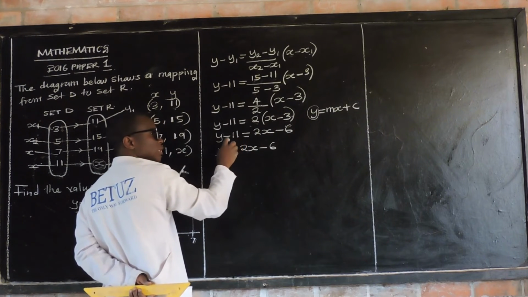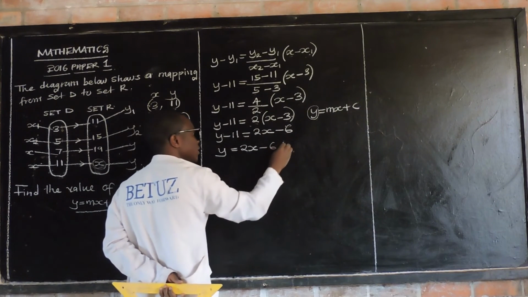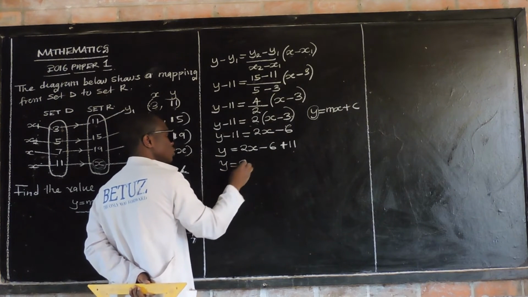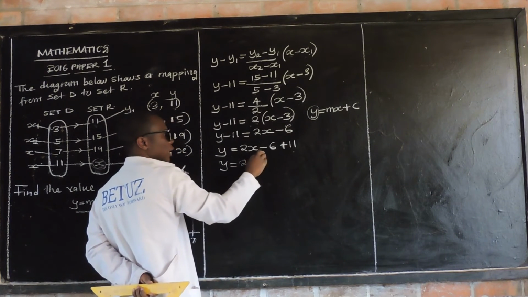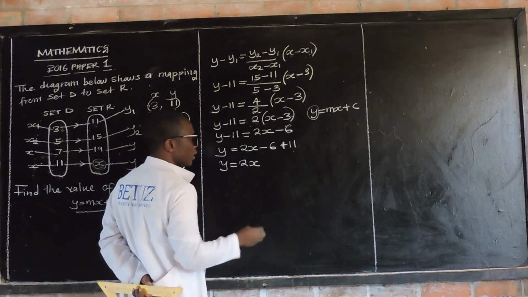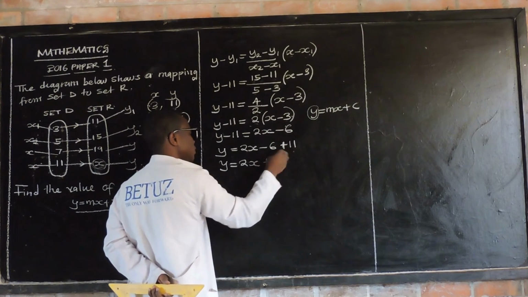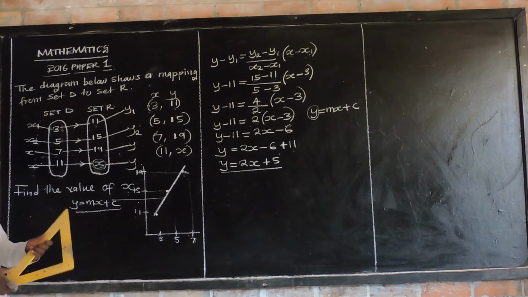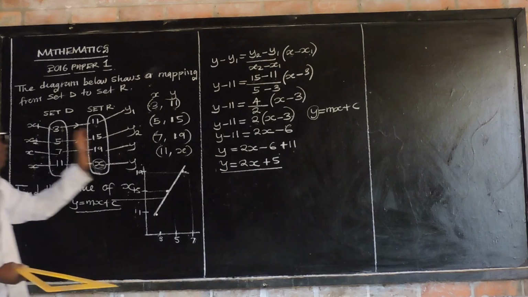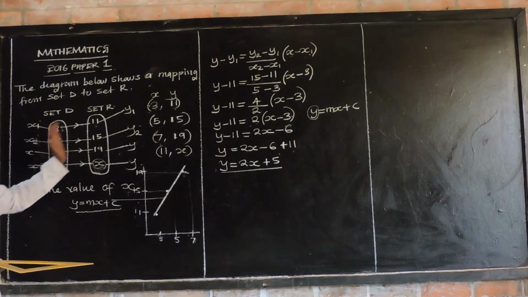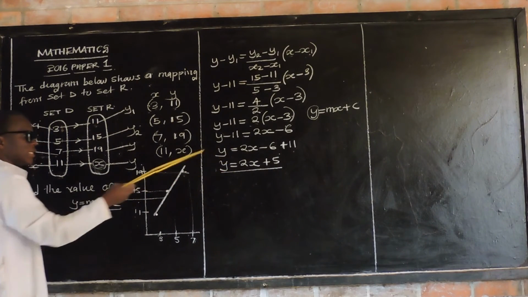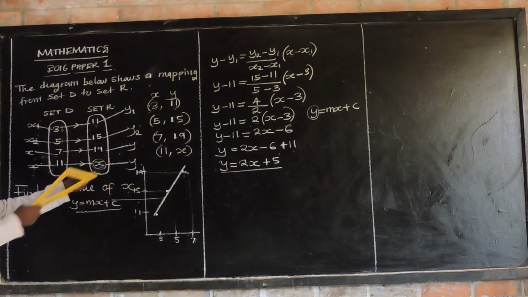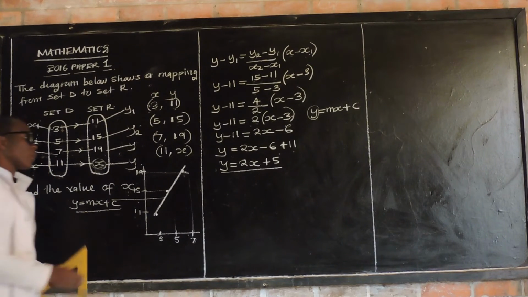When you transpose this negative 11 to the other side, we are going to have positive 11. Then you say y is equal to 2x negative 6 plus 11, you get positive 5. So this is now our formula which is describing what is happening here. This is the formula we are going to utilize to find the value of x, which is part and parcel of y. So we are going to use this same formula.